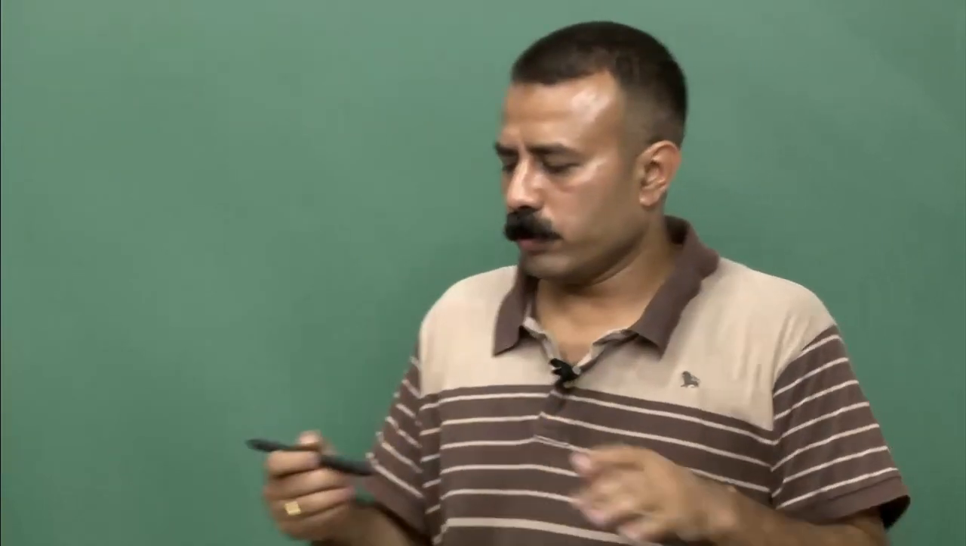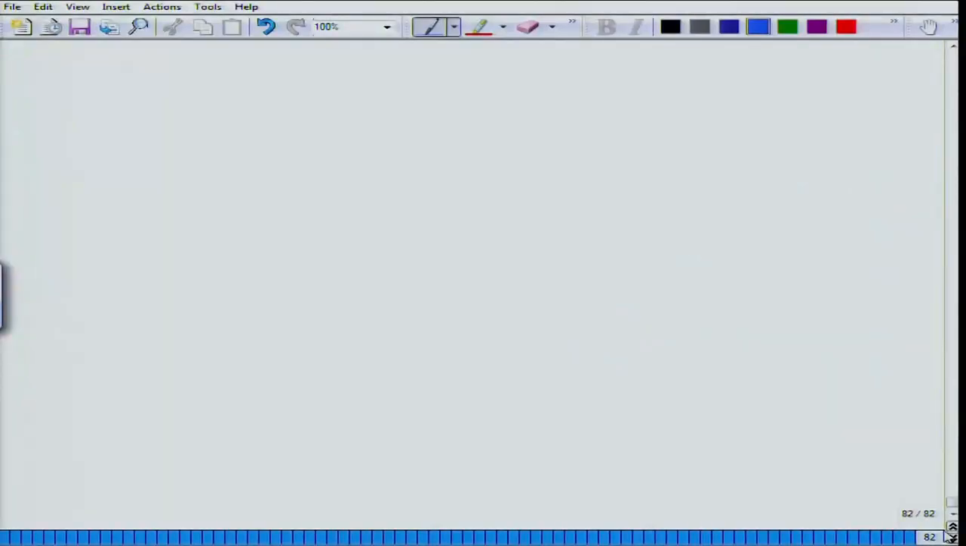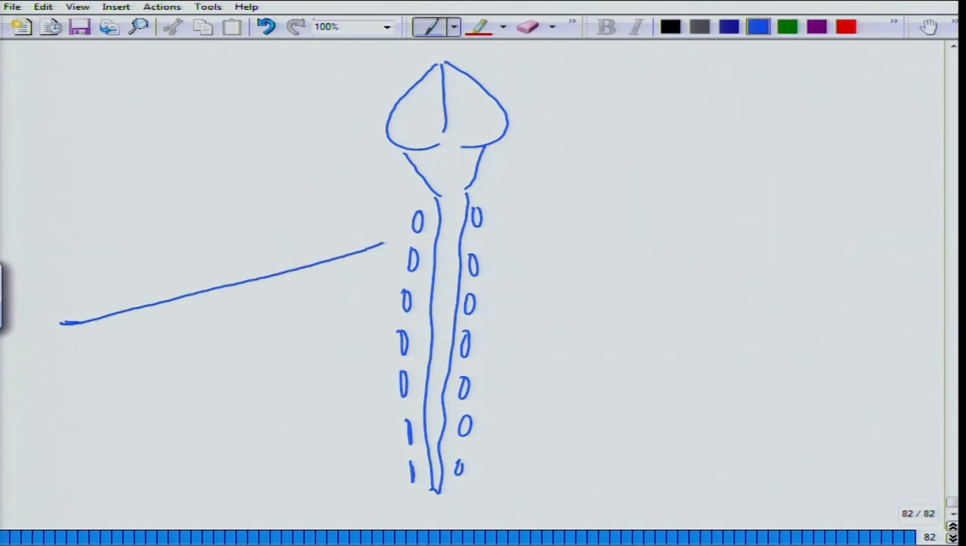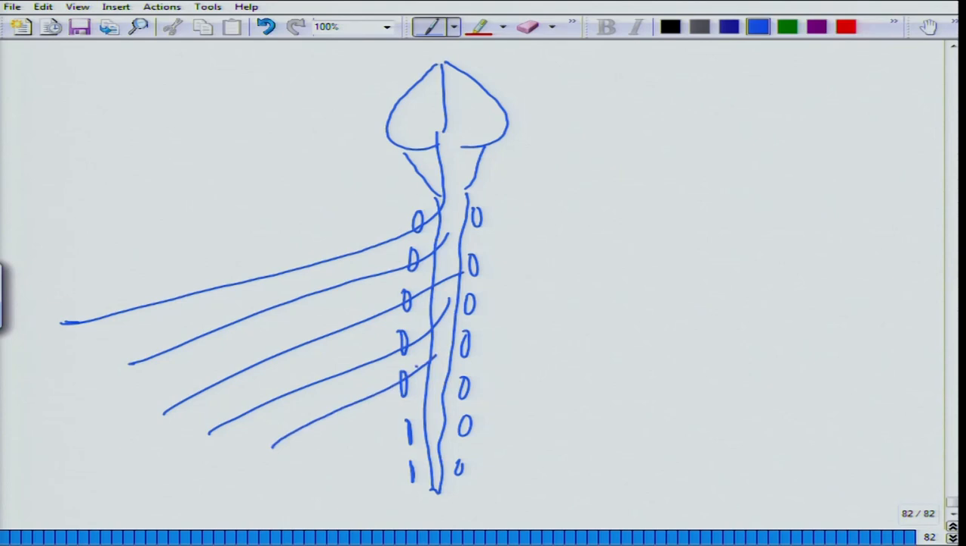So let me draw it, that will make you realize. You remember in the first picture I was drawing that, if this is the brain and this is the brain stem and this is the spinal cord, and these are the ganglions from where central nervous system and peripheral nervous system and all these things are happening. This is how the signals, all the neurons, are coming into the central nervous system and coming out of the central nervous system, and so on and so forth.